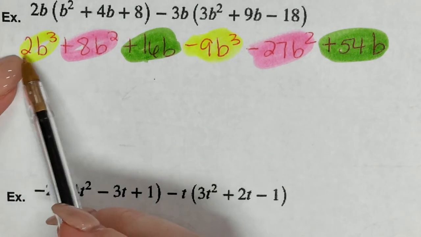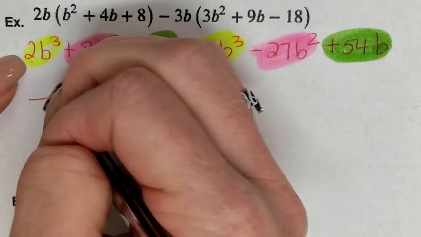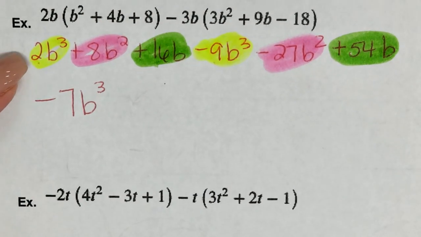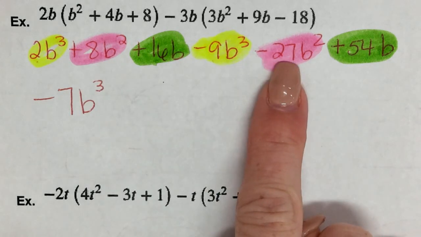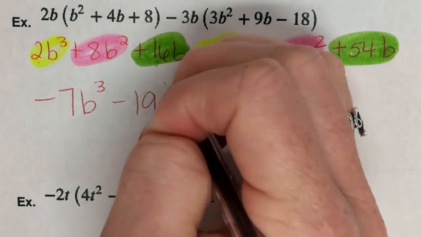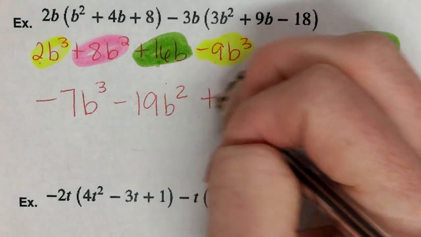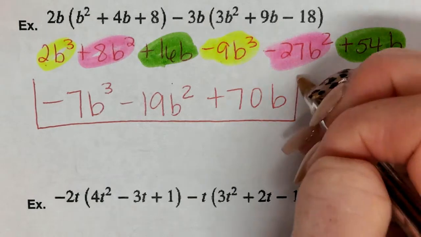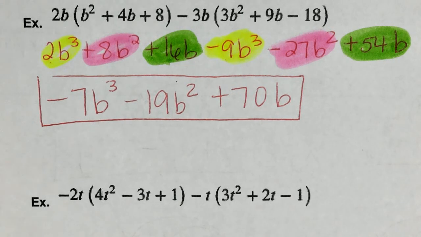All right? So 2 minus 9 is negative 7b cubed. Why did I write that one first? Because it's the biggest exponent. Which one would I write next, pink or green? Pink. What's 8 minus 27? Yep, minus 19b squared. And what's 16 plus 54? 70. So it is a trinomial. Do y'all see how easy it is if you do one step at a time? And I like to color coordinate it. That way I don't forget anything.